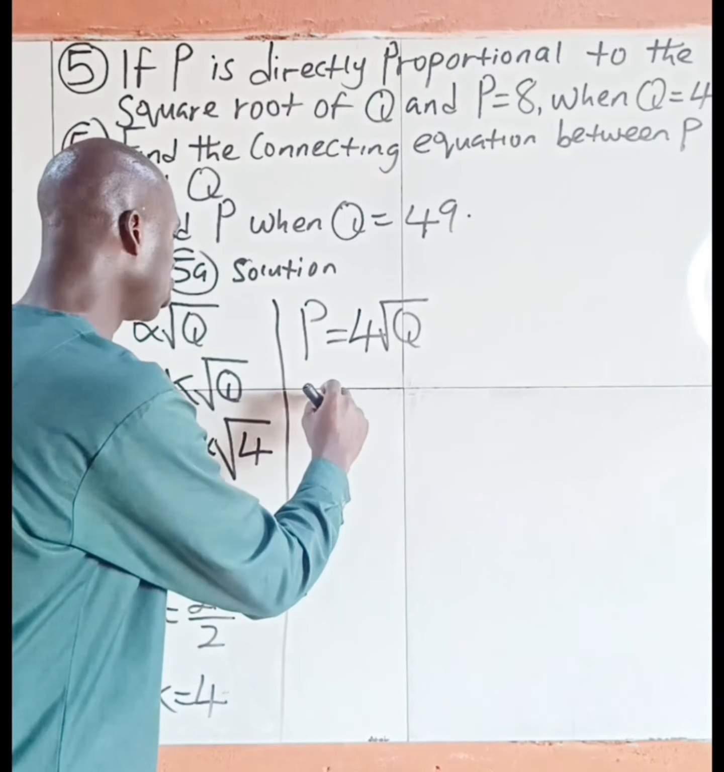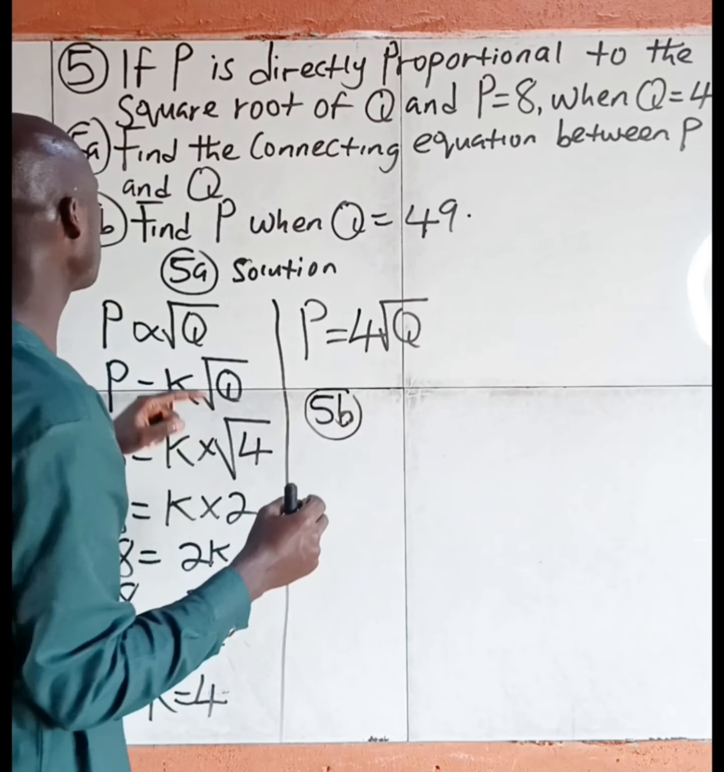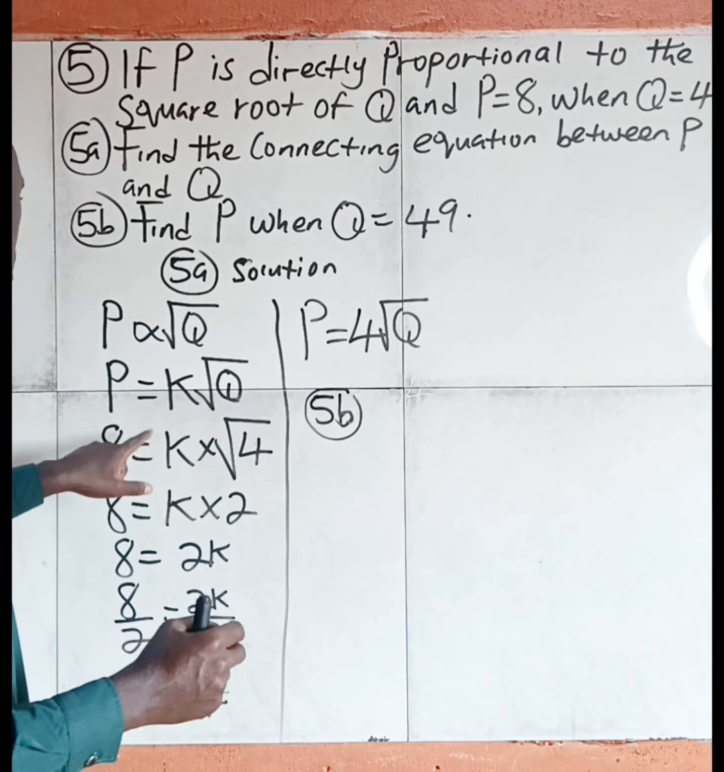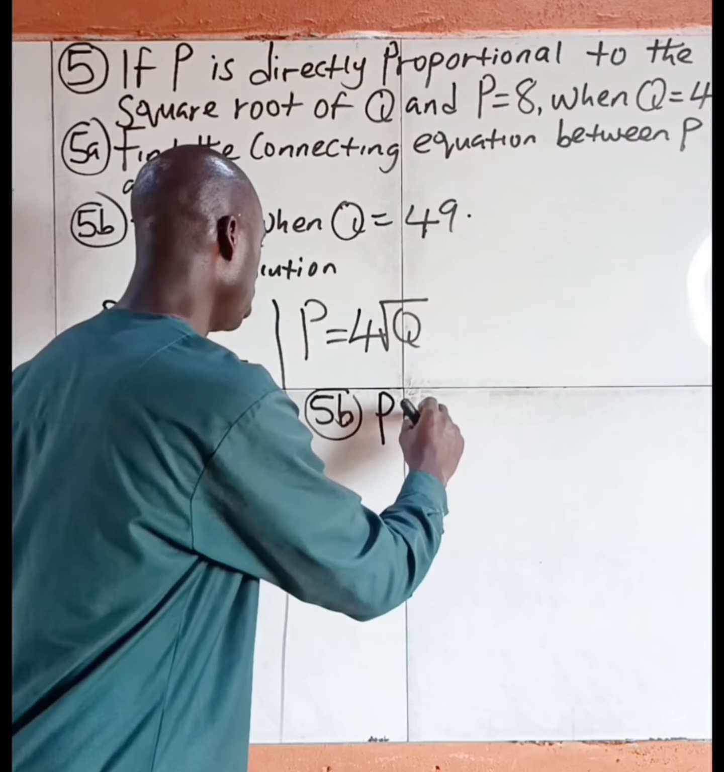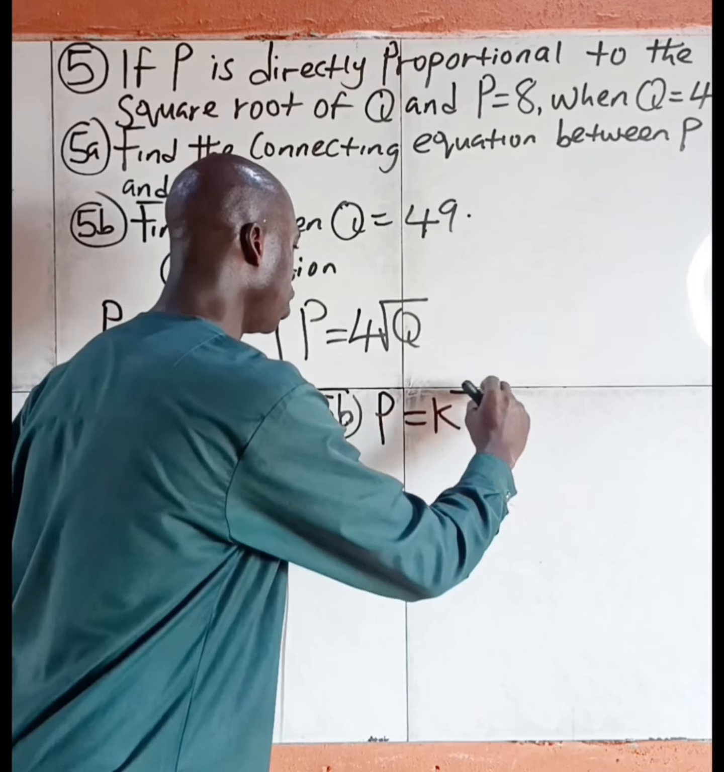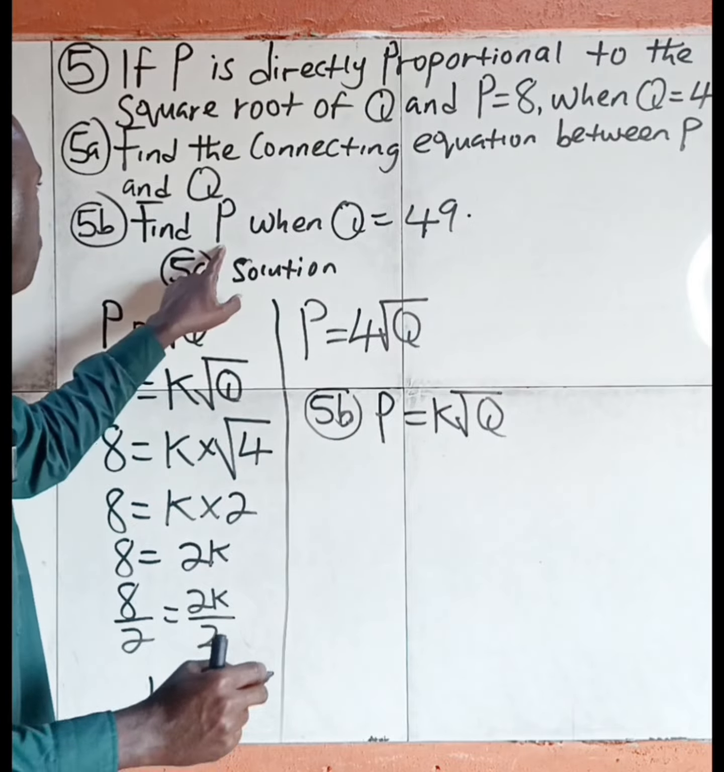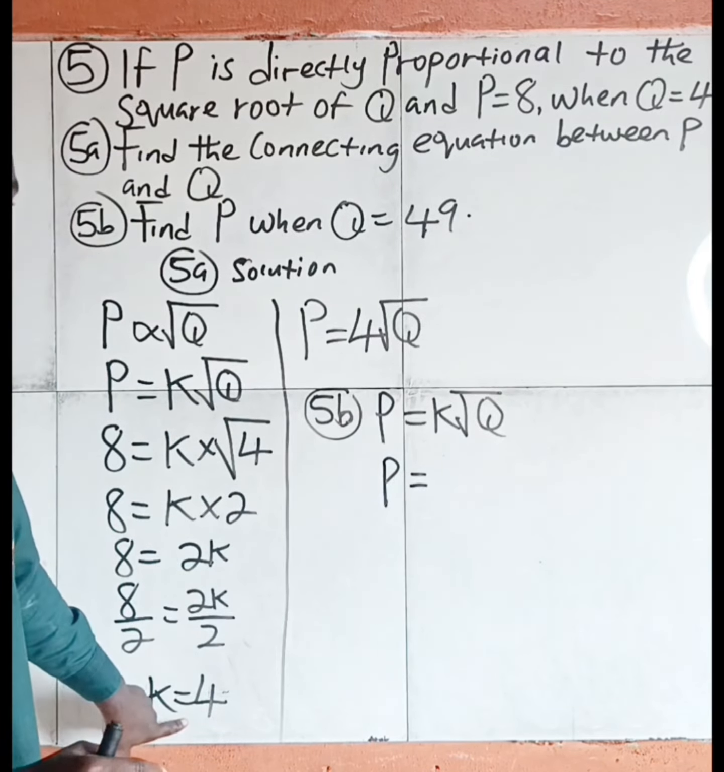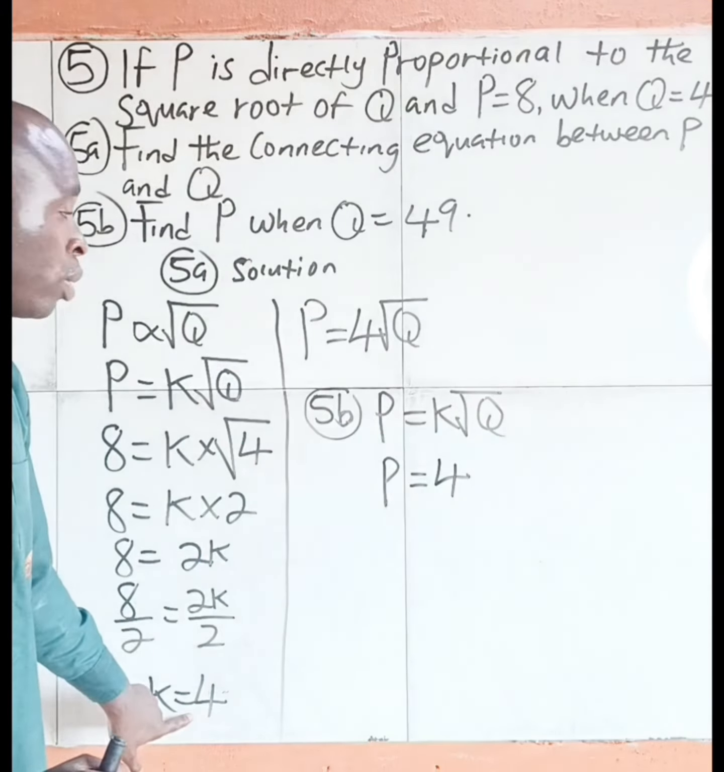Now we'll move straight to question 5b. For question 5b, it says find p when q equal to 49. Again, we are going to go back and write this formula, which is p equal to k multiplied by the square root of q. Now, what is your p? Did they give you p? No. I'm going to write the p. Do you have your constant k? Yes. I'm going to write it 4. Whenever I see my constant k, I'm going to write 4.